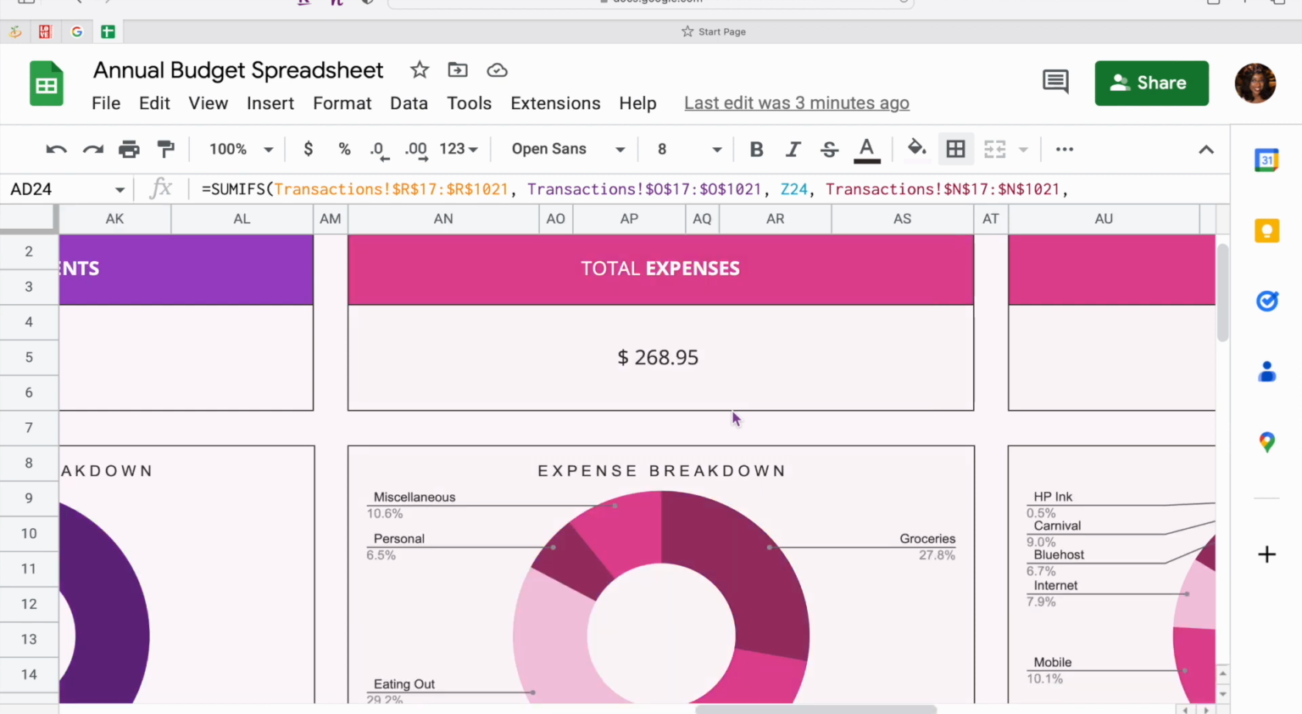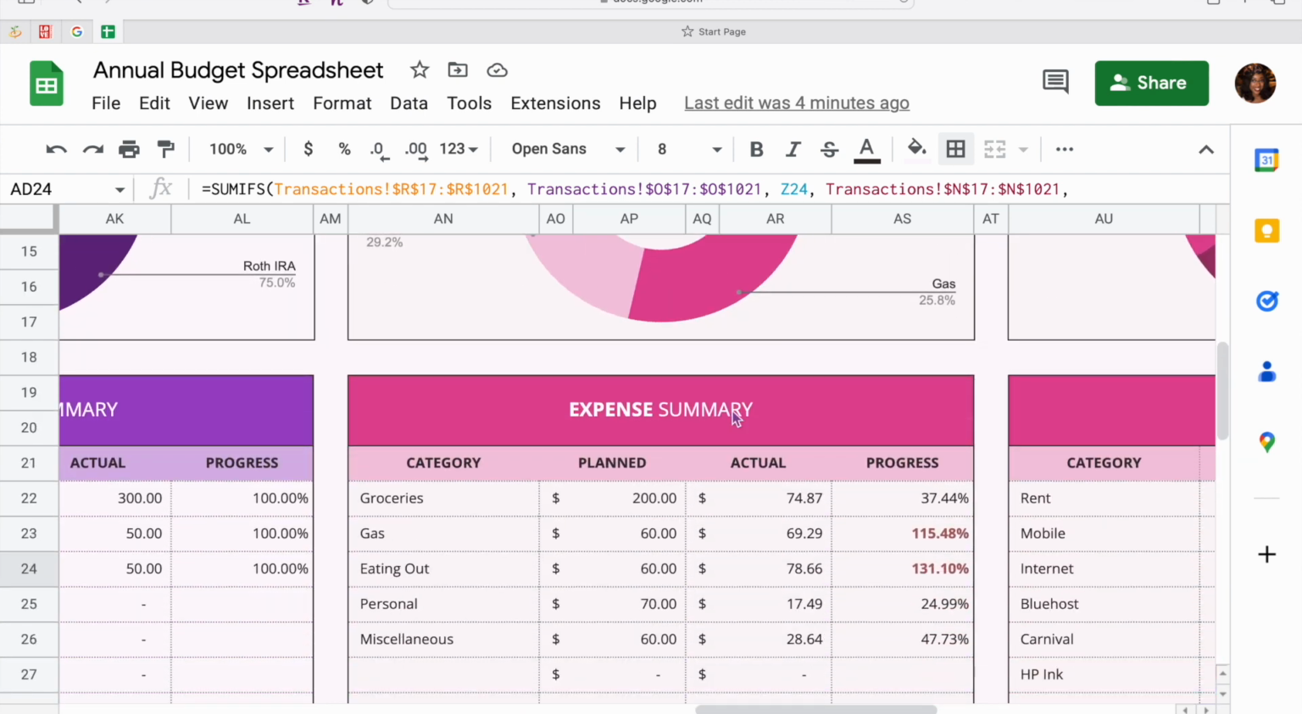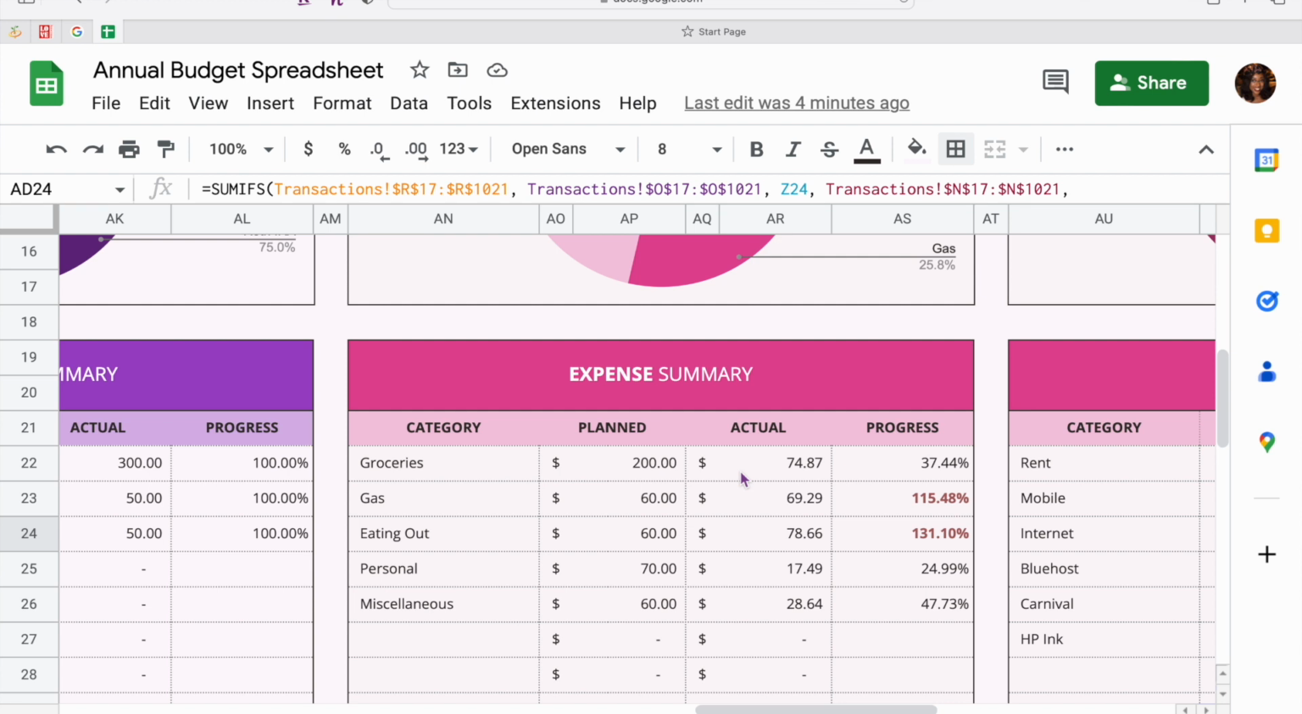All right, total expenses. $268.95, and I'm amazed at how little I was able to spend. Now, I will say that I was over in a couple of categories. Groceries, I only spent $74.87 of the $200 that I planned on spending. And honestly, that was because my partner, he is such a great person. He did a lot of the grocery shopping for the month of February. So that's why I really didn't have to spend that much.